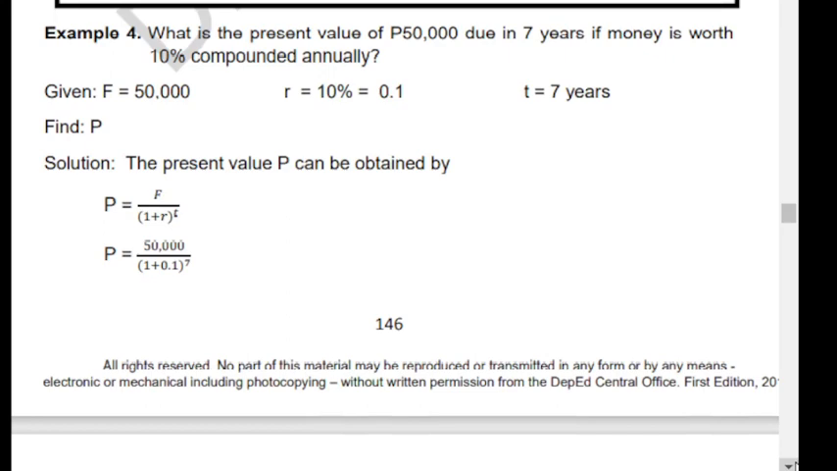Okay, example number 4. What is the present value of 50,000 pesos due in 7 years if money is worth 10% compounded annually? So we have F is 50,000 pesos, then R is 10% or equivalent to 0.1, then time is 7 years. So the present value can be obtained by substituting F with 50,000 over quantity 1 plus 0.1 to the 7th power.